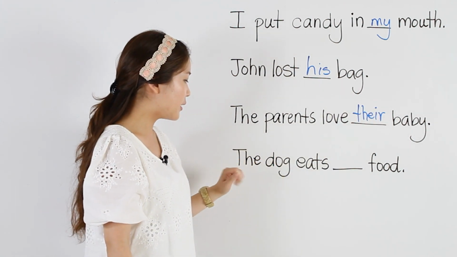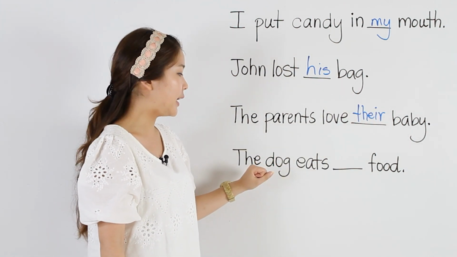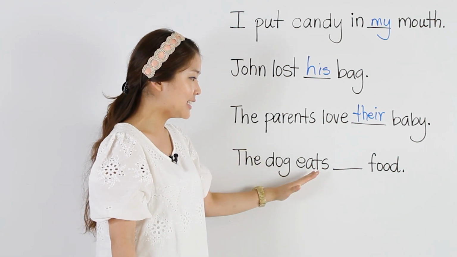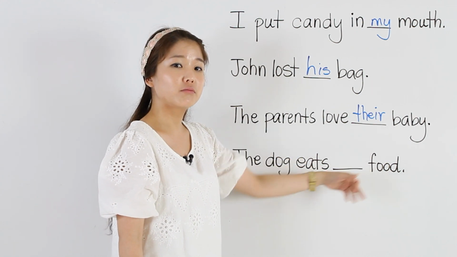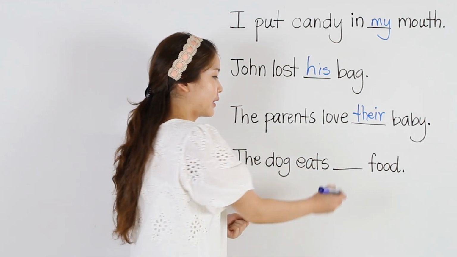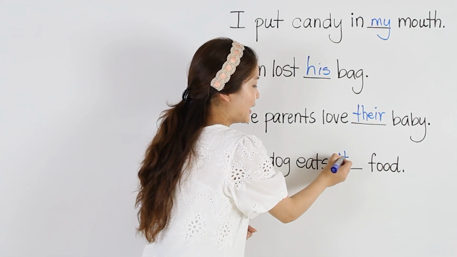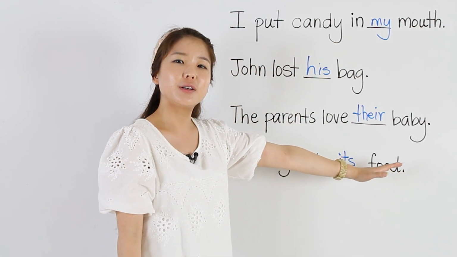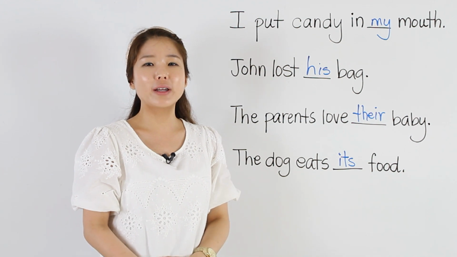Okay, and here, the dog. Okay, the dog is an animal. So the dog eats food. What do we put? We have to say its. The dog eats its food. Okay, let's look at some more examples.